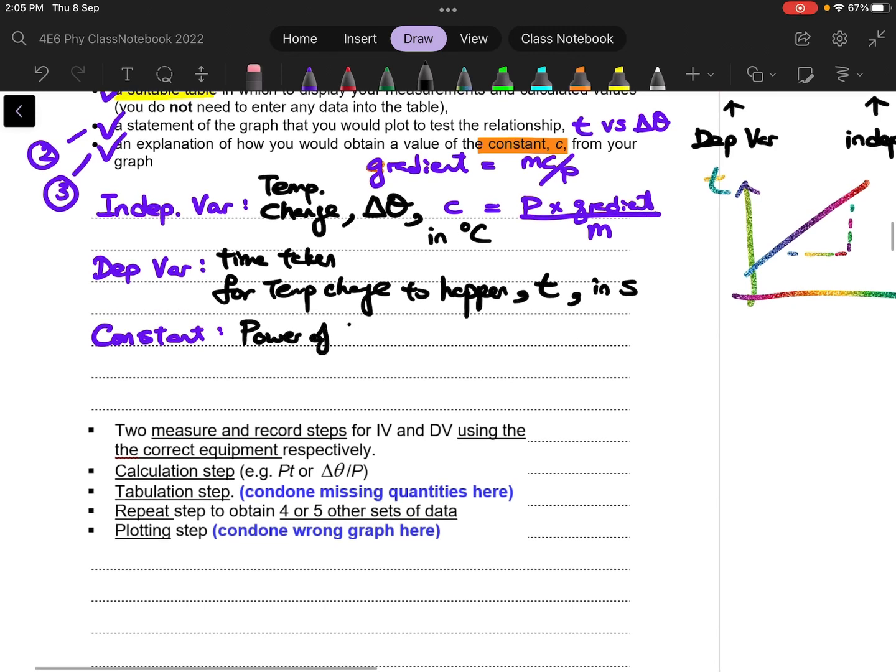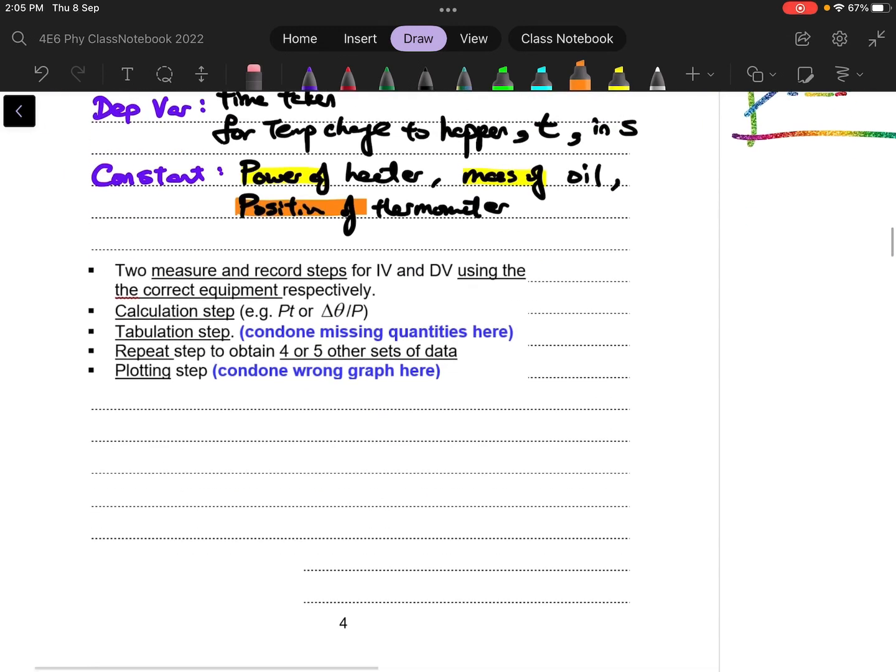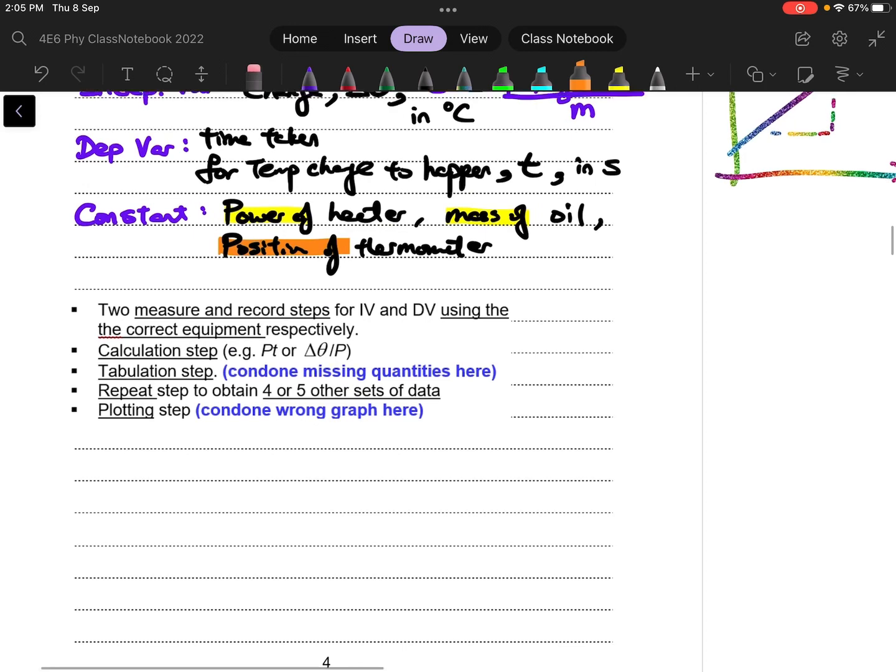The things that I want to keep constant, well, very easy. The power of heater, right? The mass of oil. You notice that I will always have this statement, something of something, right? It could also be the position of my thermometer, right? How far my thermometer is. Yeah. What else? Yeah, that's about it. I just need a few of them, right? So that's it. I have set it up.